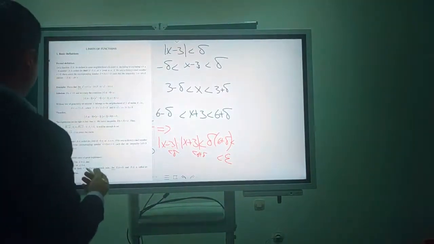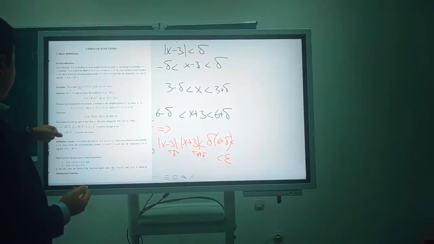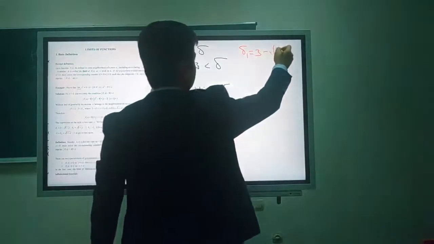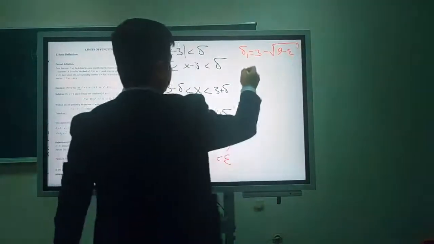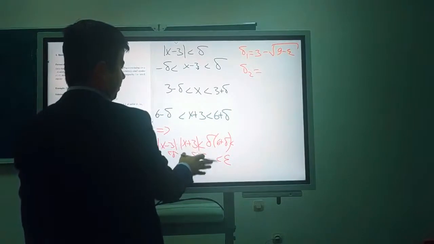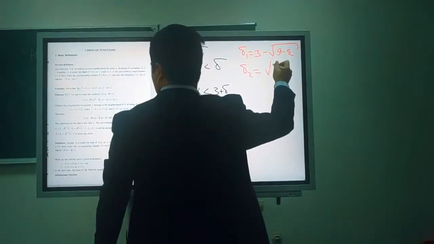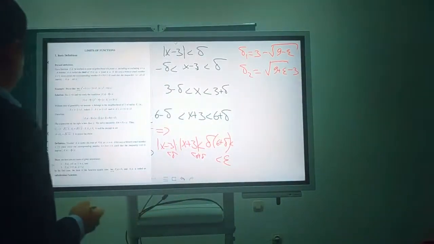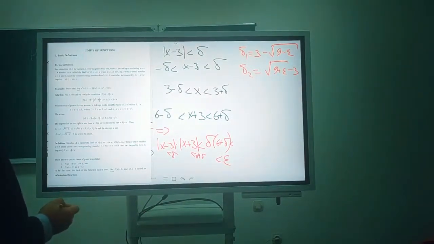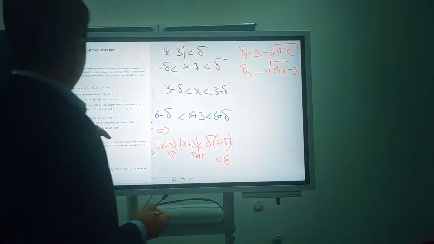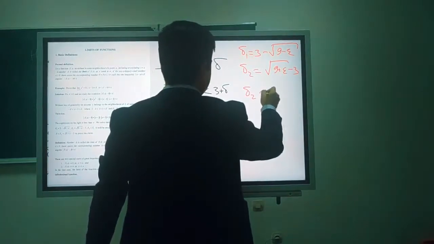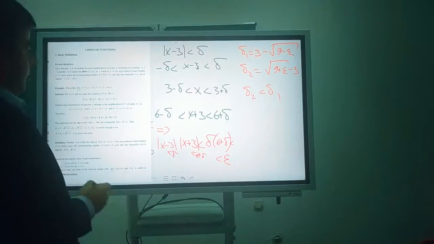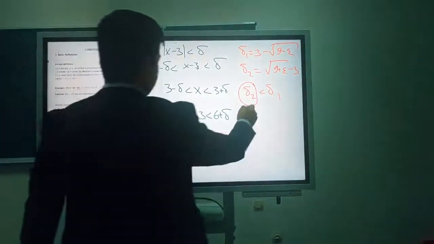After solving this quadratic inequality with the method of intervals, which is very easy, we get the answers: delta 1 is minus 3 minus the square root of 9 plus epsilon, and delta 2 is the square root of 9 plus epsilon minus 3. It will be enough to say that delta is equal to delta 2, because delta 2 is less than delta 1 in absolute value. That's why we can take just delta 2 as delta.